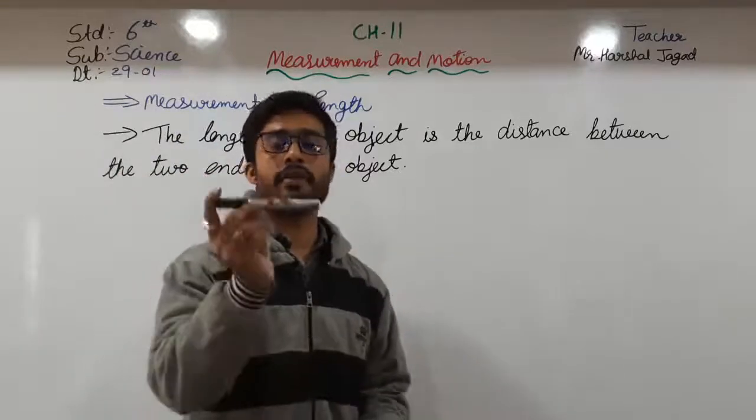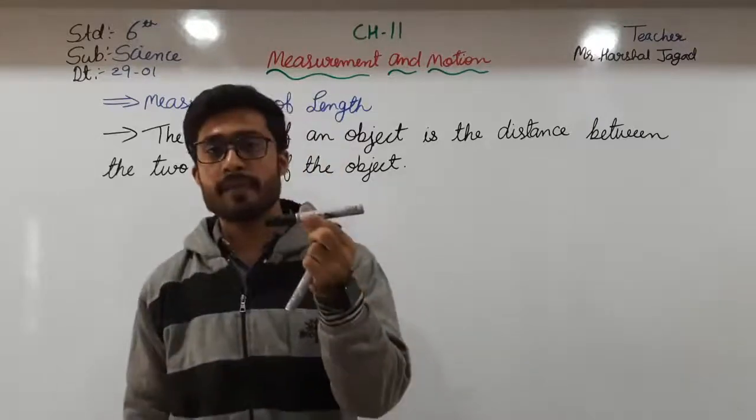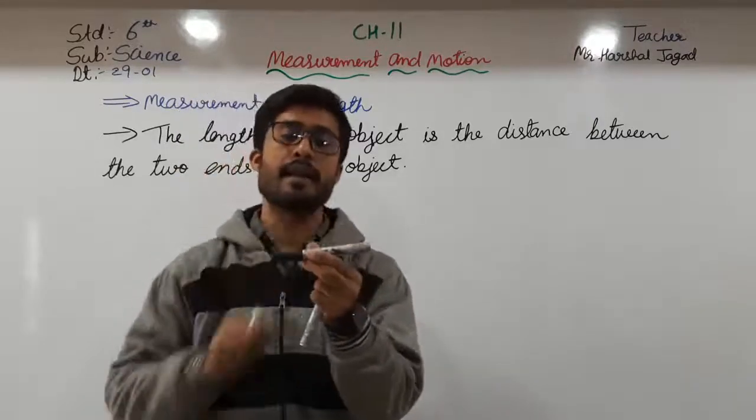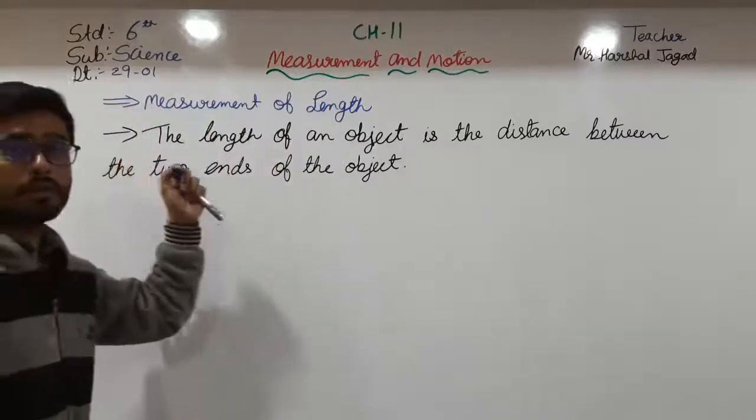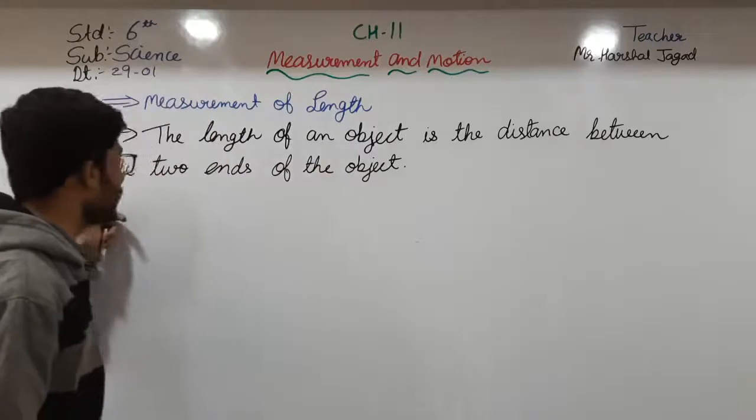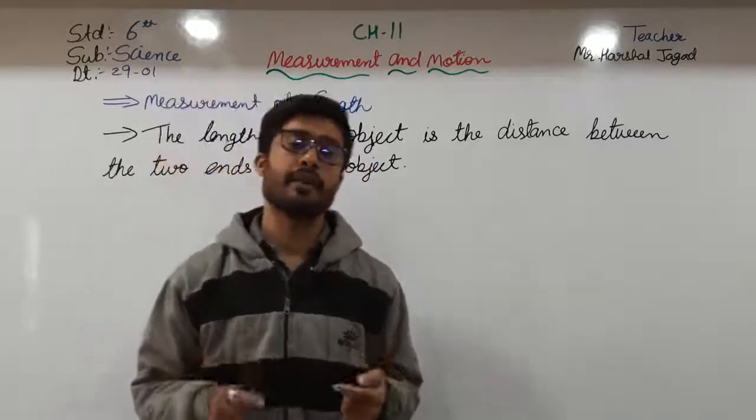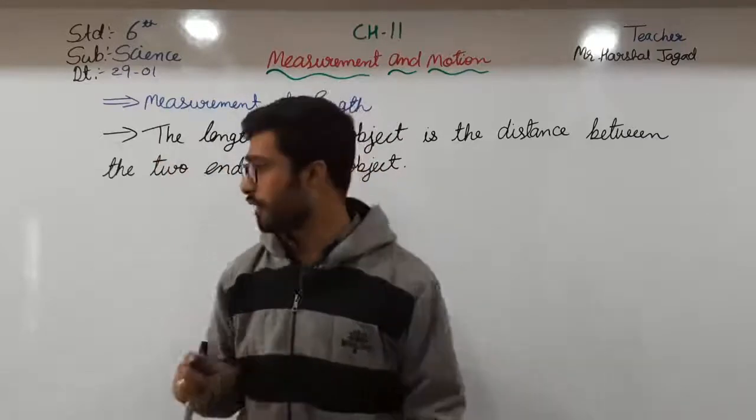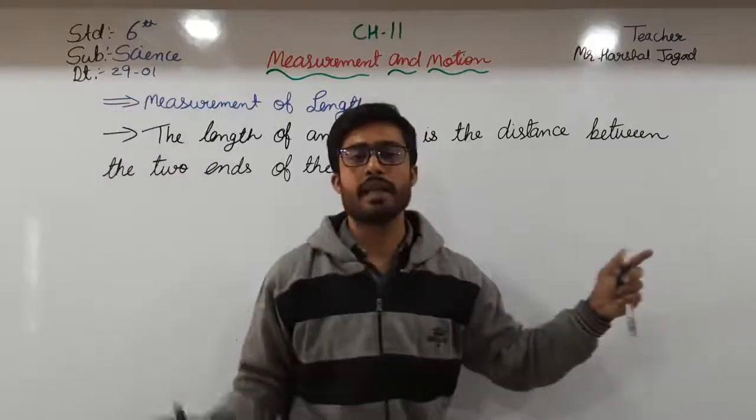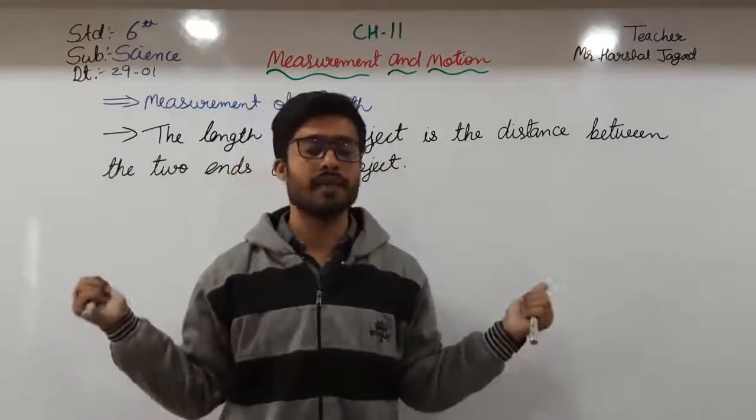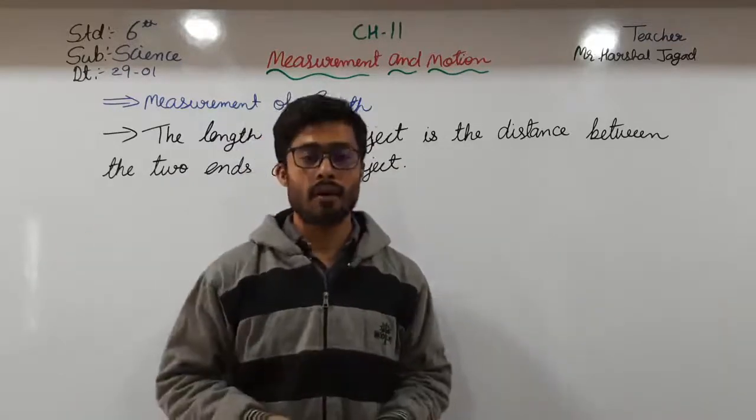If I just talk about this marker, then from this end to this end, the distance between the two ends, this is the length of the object. The length of an object is the distance between the two ends of the object. Okay, all these things have different length. Here if I talk about this end of the board to that end of the board, then it is the length of the board, the distance between the two ends of the object.